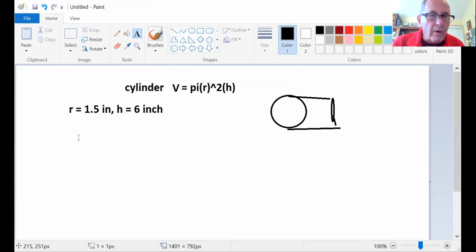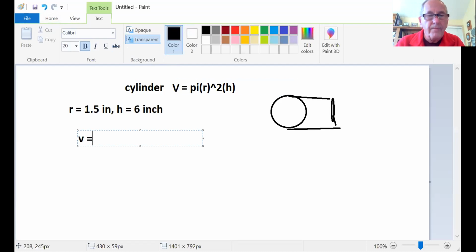So now the volume is equal to pi, 3.14, times 1.5 times 1.5, that's 1.5 squared, times the height, which is 6. And that's going to give you the volume. And what are the units of this going to be in?